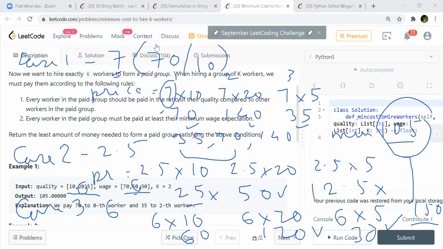Then whatever wages we are getting, all these 25, 50 and 12.5, we have to compare them with the minimum wages we have been given. If we are paying a worker any wage which is equal to his minimum wage or more, then only he will accept that offer. If we say we are going to pay only 12.5 but his minimum wage is 30, he's not going to accept the offer.